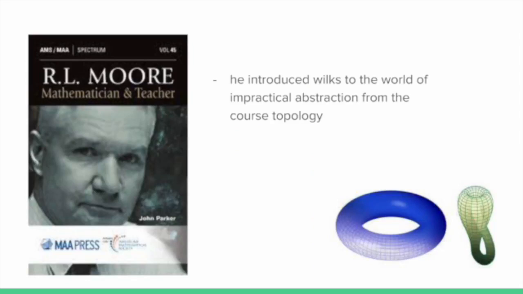Wilks had the honor of being taught by R.L. Moore, the most renowned member of the university's mathematics department, in his first graduate mathematical course at the University of Iowa. Moore's topology course, which is the study of stretching, twisting, and changes in the geometry of objects, sometimes referred to as rubber sheet geometry, introduced Wilks to the world of impractical abstractions.